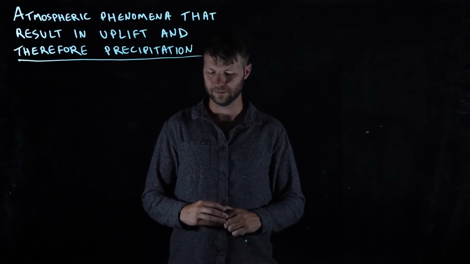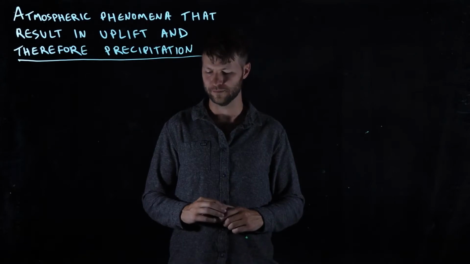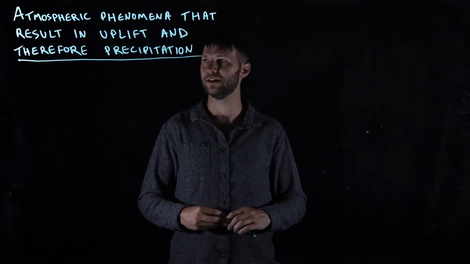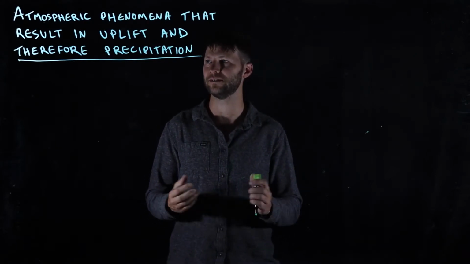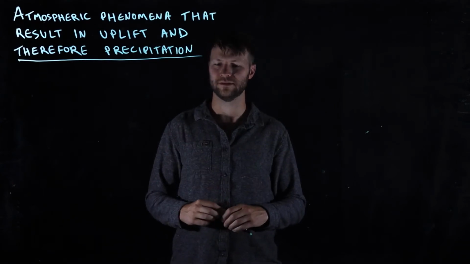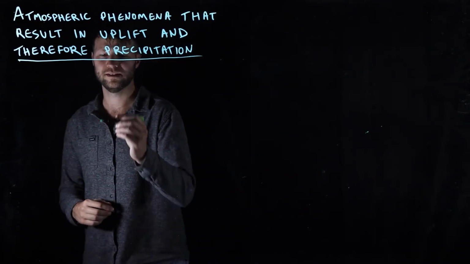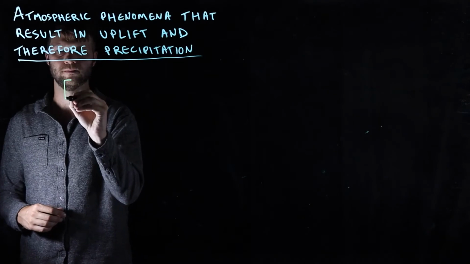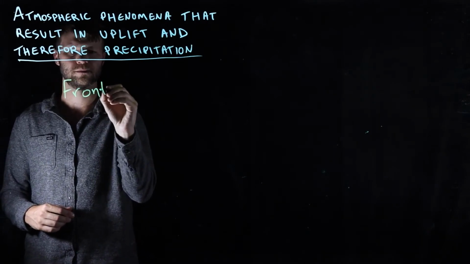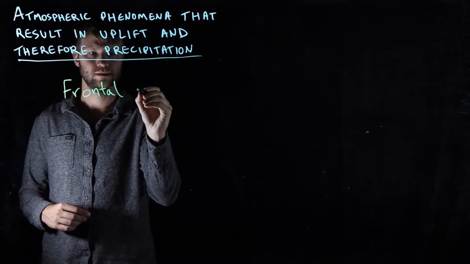There are a couple of other atmospheric phenomena that you should be aware of, and I will give you examples of them that result in significant precipitation due to the uplift of air masses. One of these is frontal systems, and you may be familiar with this from reading the weather report.